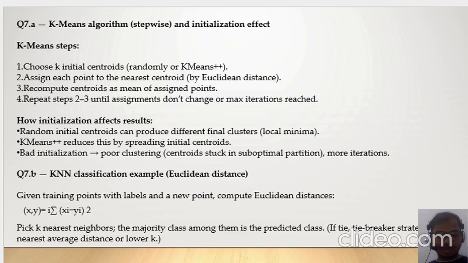Partition, more iterations. B part: KNN classification example with Euclidean distance. Given training points with labels and a new point, compute the Euclidean distance, that is d(x, y) equal to the square root of the summation of (xi minus yi) square, and then pick the k nearest. The majority class wins. If there is a tie, choose the nearest average distance or a lower k.